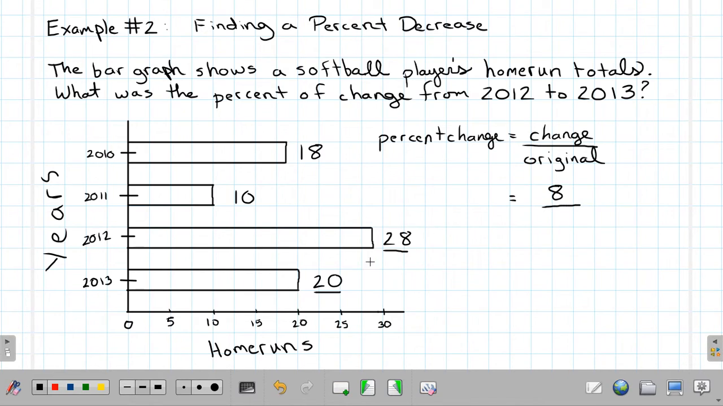Over, well, what's the original amount? In this case, we're going from 2012 to 2013. Once again, that word from kind of gives us a hint here. Since we're going from 2012 to 2013, the original amount we actually have is 28. So we're starting with 28 as our original amount.